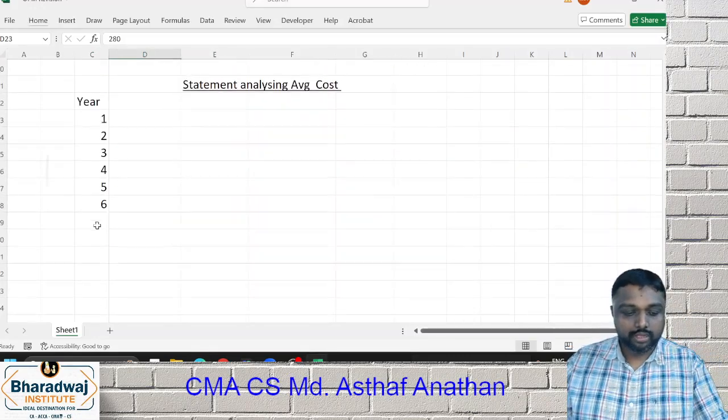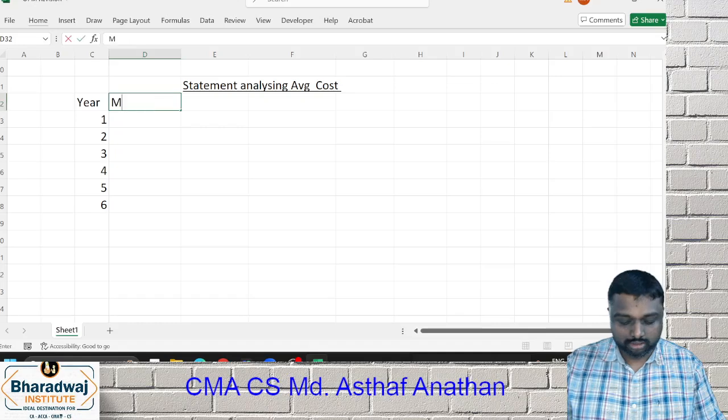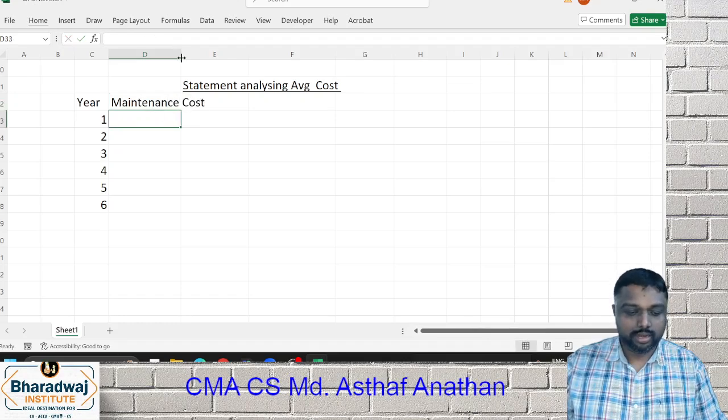So let's start. Just like the previous question, they have given the running cost. Here they use the word maintenance cost. All are the same in meaning. So what is the maintenance cost?